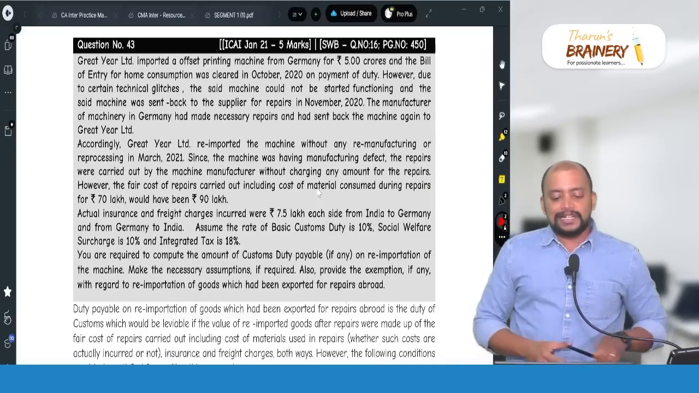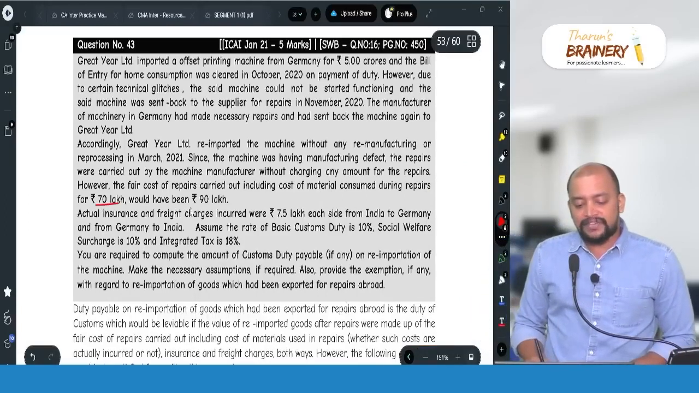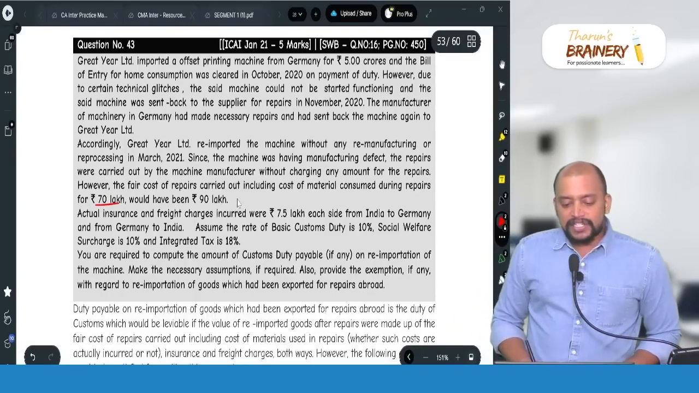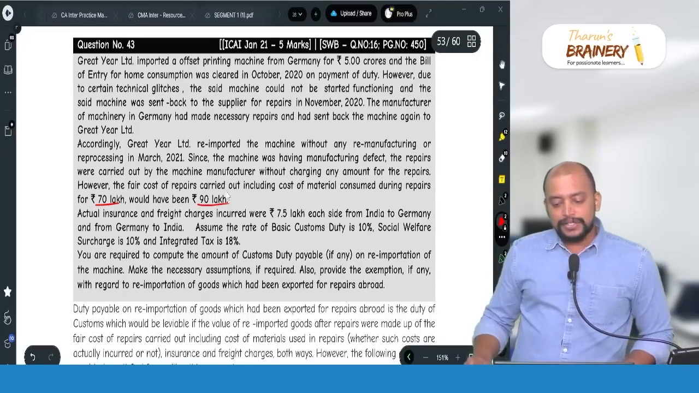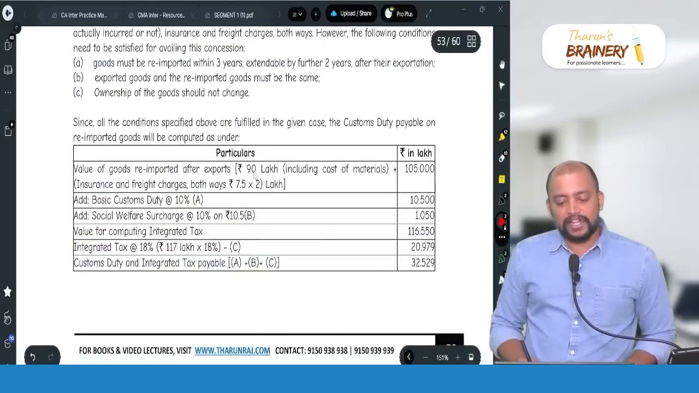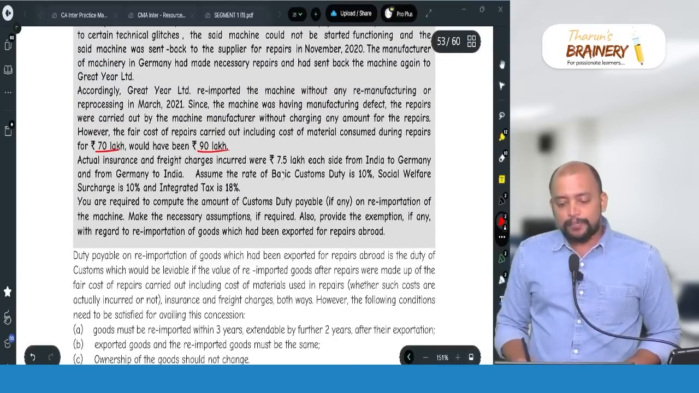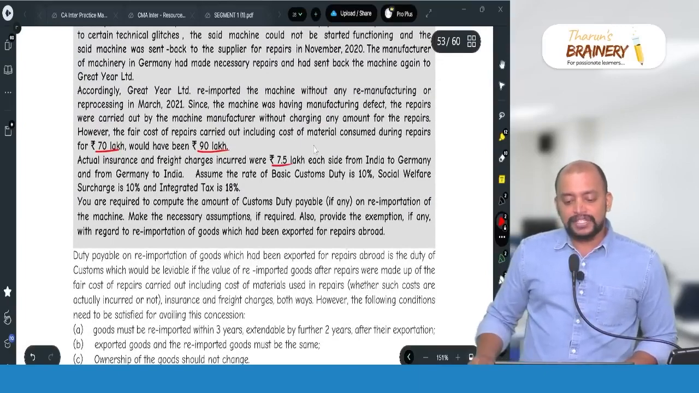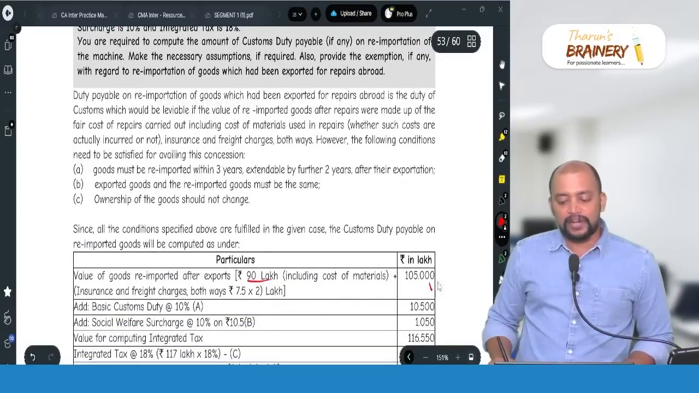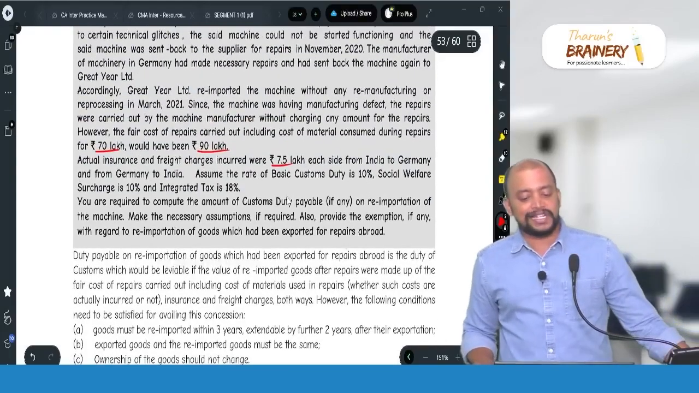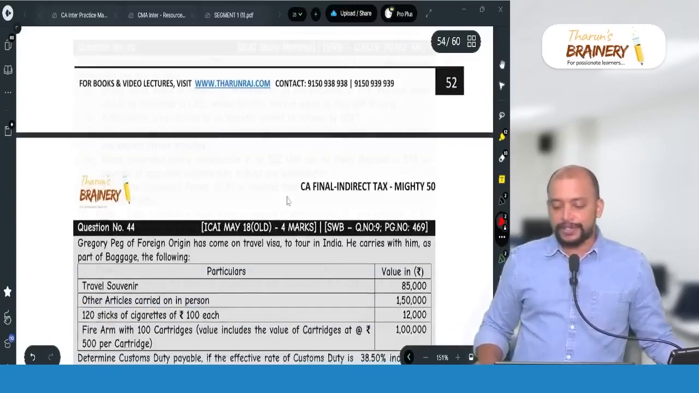The fair cost of repairs carried out, including cost of material consumed during the repairs for 70 lakhs, would have been 90 lakhs. So 90 lakhs will be taken as the fair value of repairs. Then freight and insurance both ways, 7.5 lakhs each, so 7.5 lakhs into 2. So total 105 lakhs will be taken. And on that, basic customs duty, social welfare surcharge, IGST, regular computation.